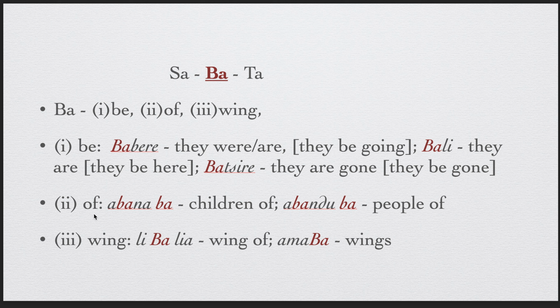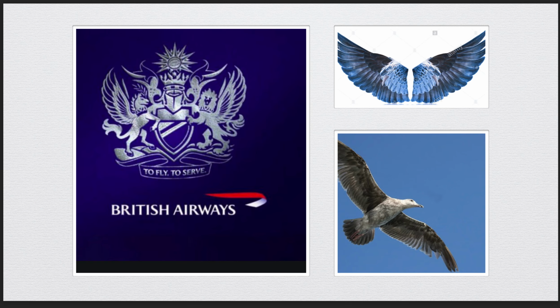The second meaning is off. So if I said avanava, it's children off. Avanduva means people off. Va, off, or from. The third meaning is wing. Liva means wing. Livalia, it's wing off. Amava means wings. So these are wings. Va, wings.